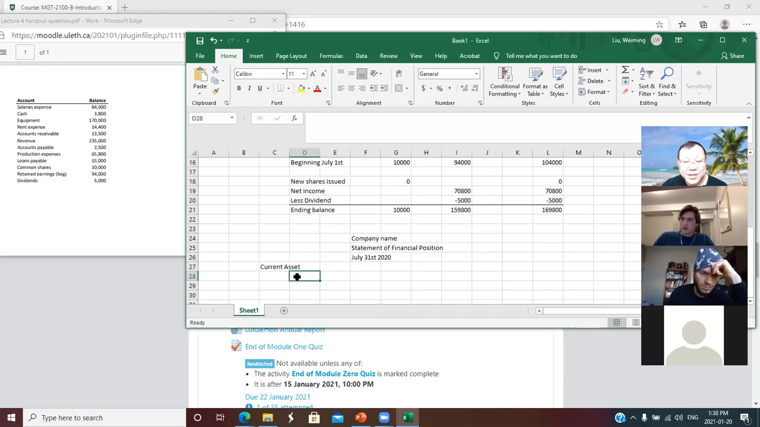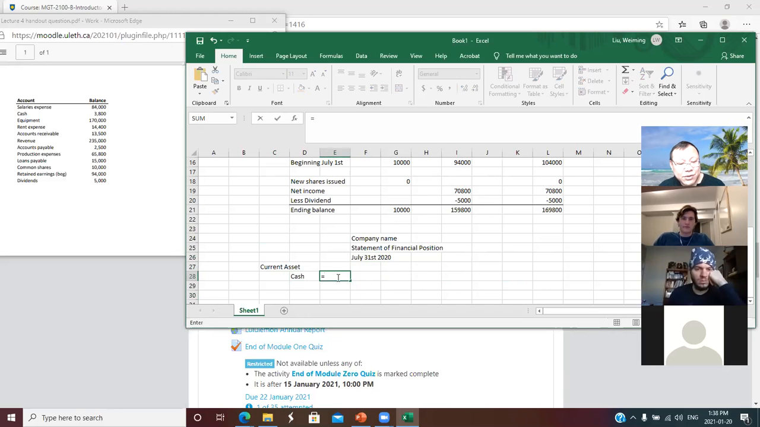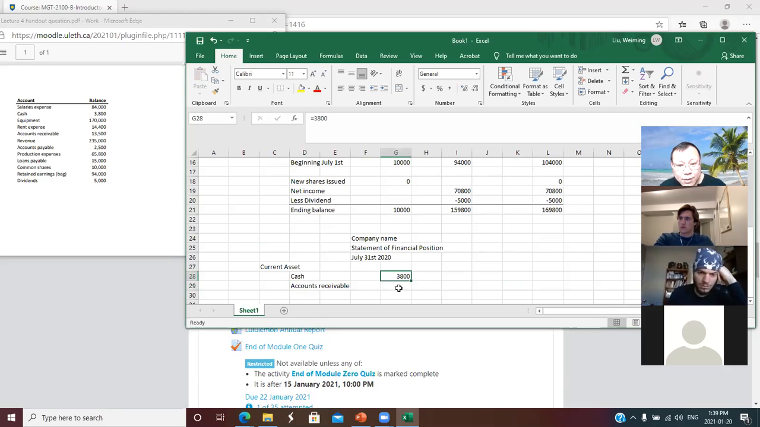Cash. That would be 3,800. Next, what's the next? Let's finish the current assets first. Accounts receivable. So that will be accounts receivable 13,500.